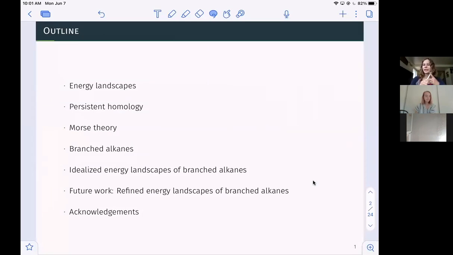First, we'll talk about energy landscapes and what those are, because I had to learn myself when I started this project. Then we'll do a little refresher on some persistent homology and Morse theory to give us the ground of what we're going to actually focus on today. We'll look at what a branched alkane is and what that looks like in this structure and organization that we have. And then we can finally talk about these energy landscapes of branched alkanes. Look a little bit at future work, what I plan to do this year with some of my collaborators as well as independently. And then of course, acknowledgements, because we always got to have those.